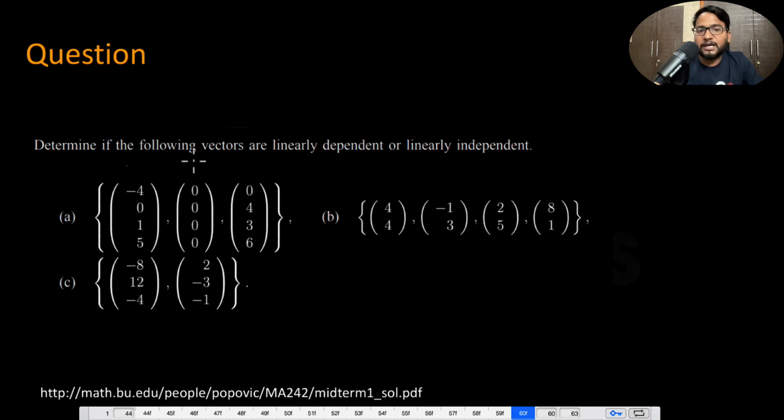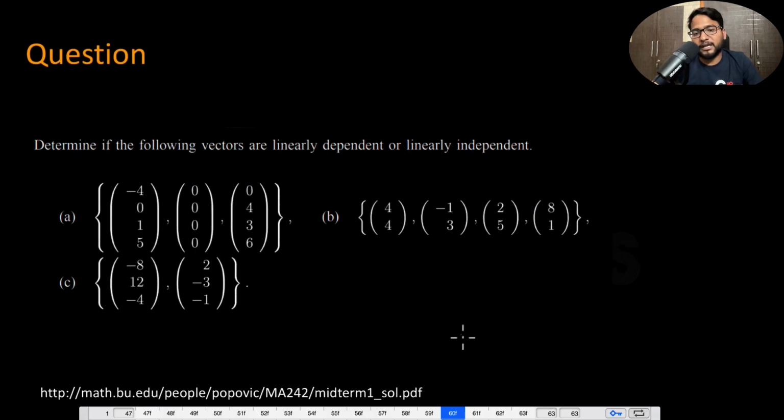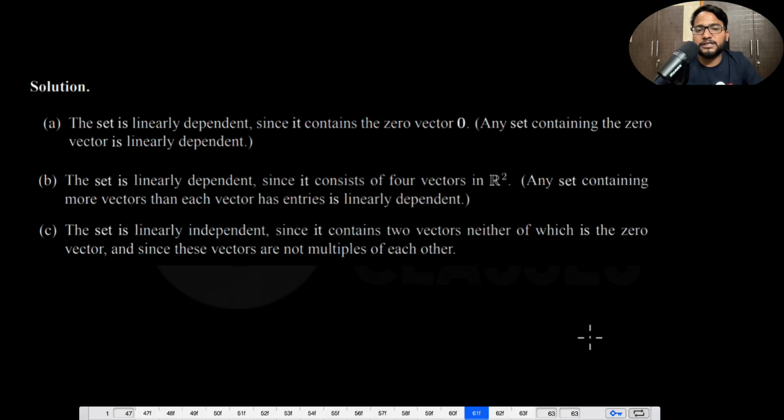They are asking, determine if the following vectors are linearly dependent or independent. So let's solve this question. Just pause this video and try to solve this question. I think the answer is on the next page. You can just try it as homework, and just see the answer on the next page that is given here.